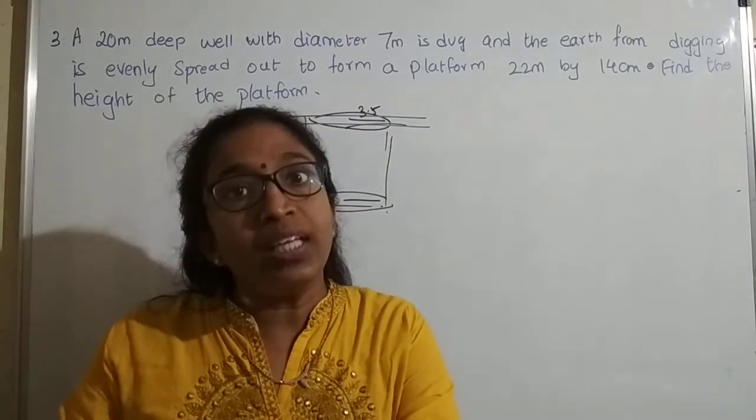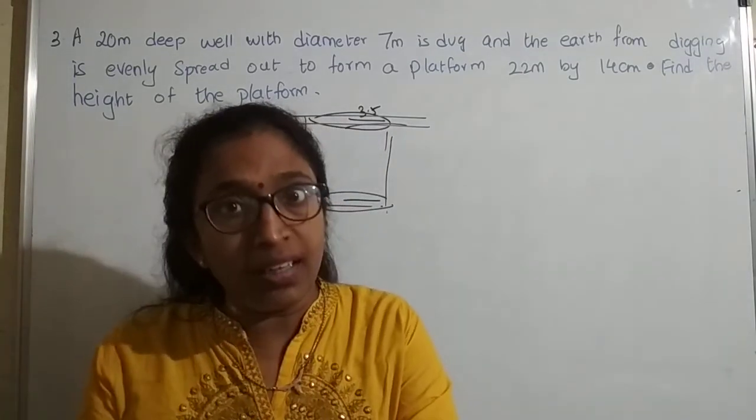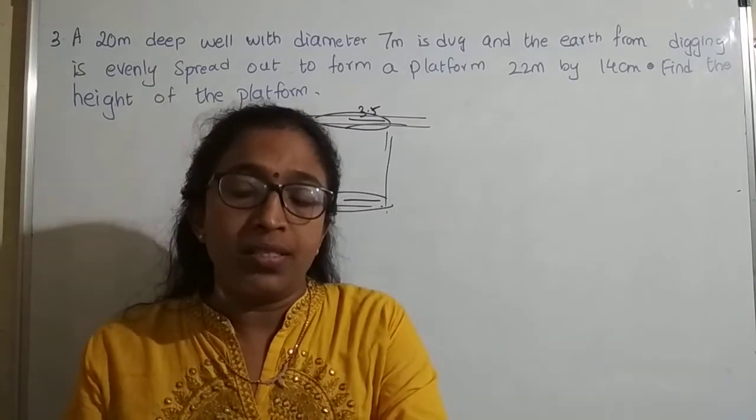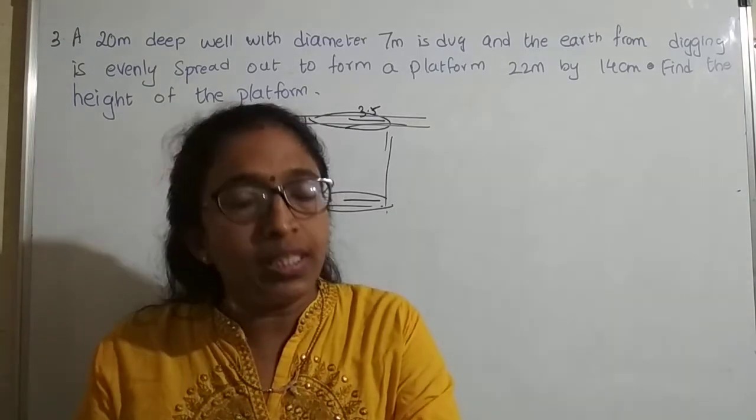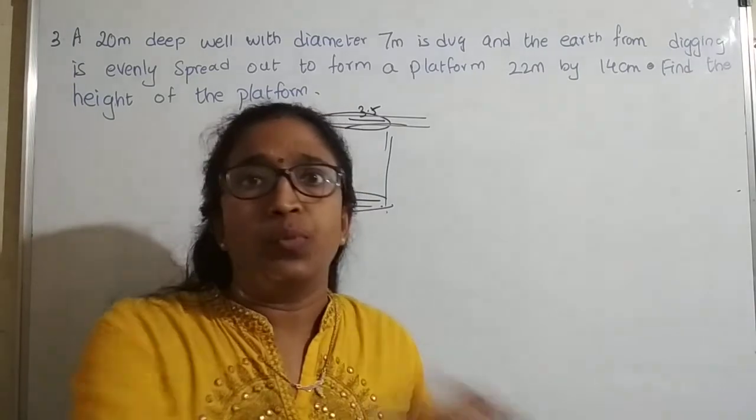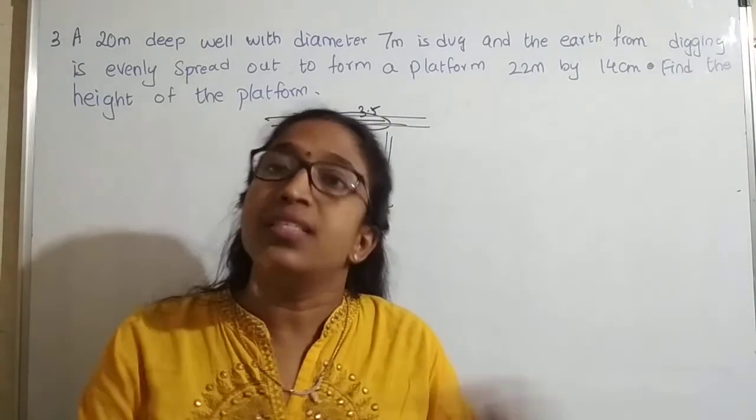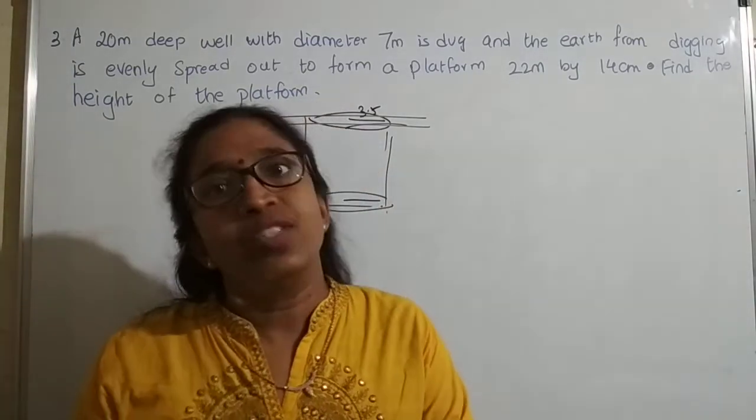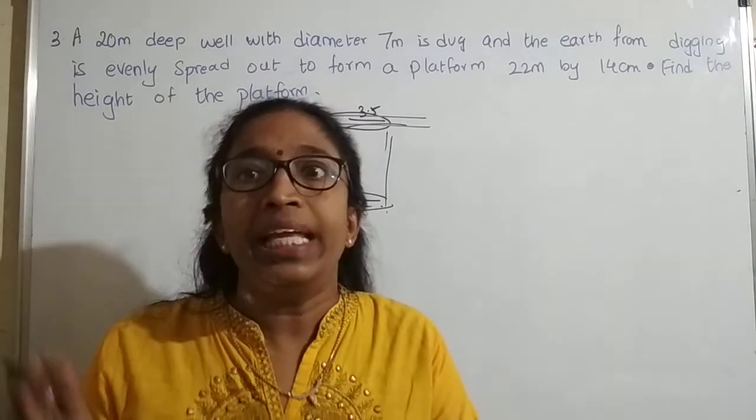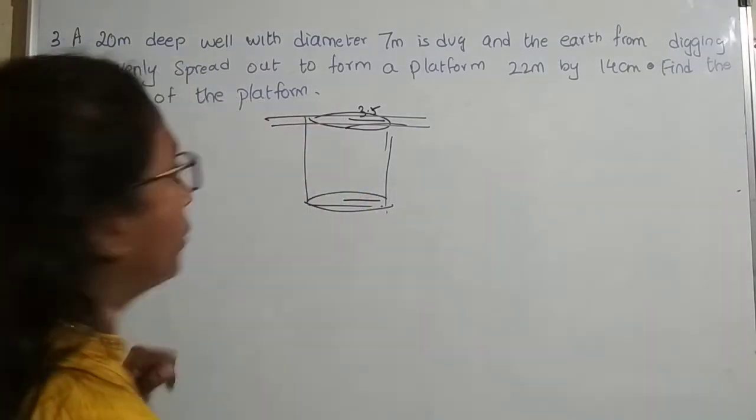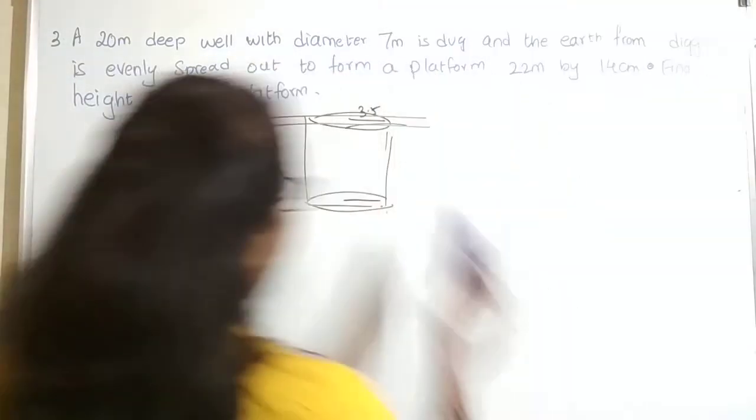We are converting the cylindrical earth, the same volume, the same mud, to make a platform. So the quantity remains the same, but the shape is different. We are talking about volume. We'll equate the volume and find the height. So there is no need of a diagram.